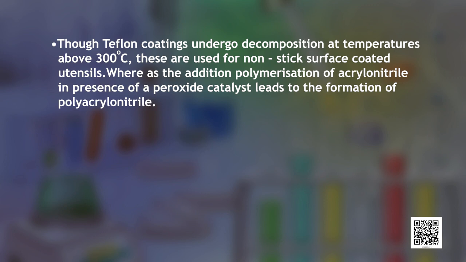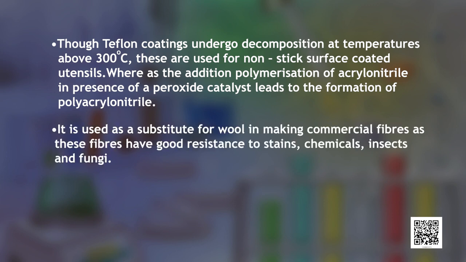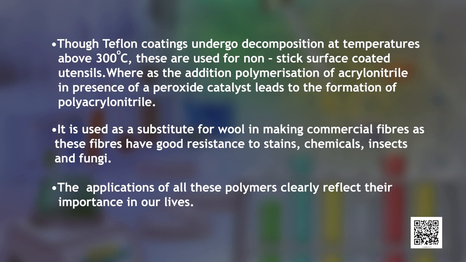Though Teflon coatings undergo decomposition at temperatures above 300 degree centigrade, these are quite frequently used for non-stick surface coated utensils, whereas the addition polymerization of acrylonitrile in the presence of a peroxide catalyst leads to the formation of polyacrylonitrile. It is used as a substitute for wool in making commercial fibers, as these fibers have good resistance to stain, chemicals, insects and fungi. The application of all these polymers clearly reflect their importance in our lives.